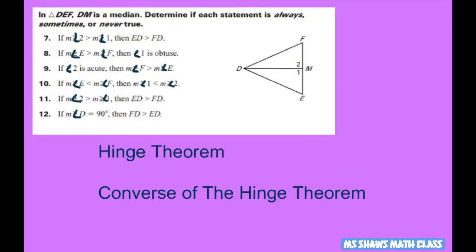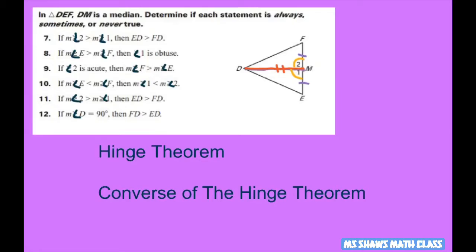Hi everyone. We have a triangle DEF, and DM is the median. By definition of the median, these two sides are congruent. We also know that DM is congruent to itself, so our included angle is the measure of angle 2 and the measure of angle 1.